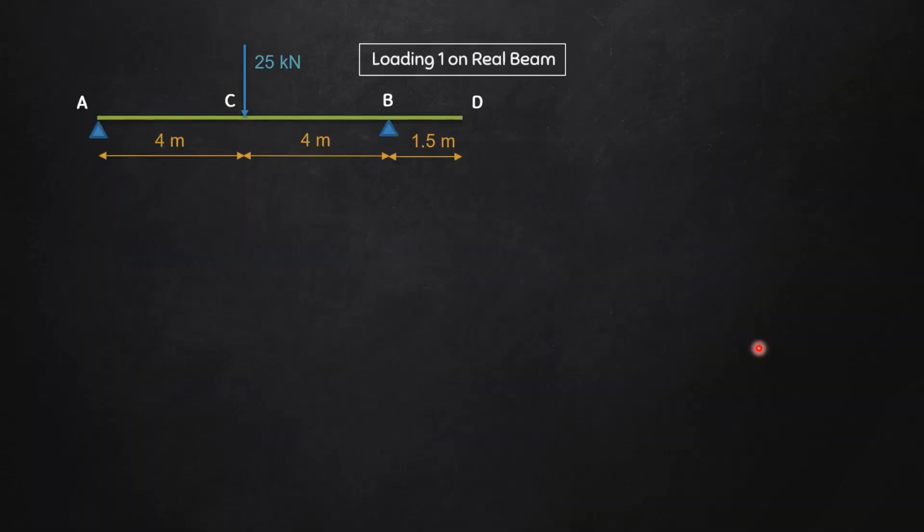Okay, then let's move on to loading 1 on the real beam, that is only 25 kilonewton, and here at D there is no load. All right, so in order to find the M by EI diagram, first of all we'll have to find out the support reactions VA and VB. And how to find that? Simply by using the equations of equilibrium.